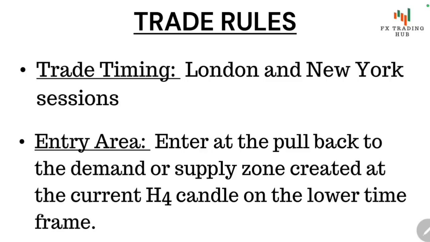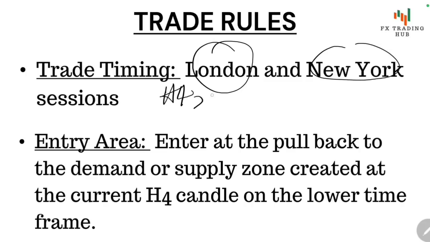So now, what are the trading rules? The trading rules of this strategy: the trade timing. Just trade this at the London or New York session. Avoid the Asian session, avoid the Sydney or the Australian session. Any H4 candles around the London or the New York session are appropriate for you to see these setups. Multiple H4 candles would form at the London and the New York sessions. So that is your trade timing. That's the period for which you take this trade.